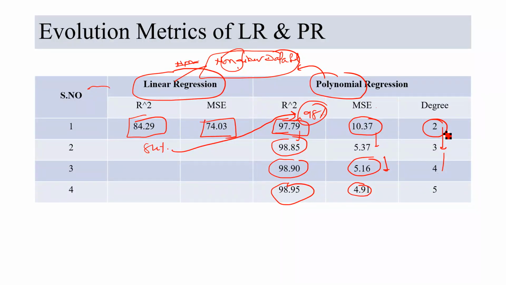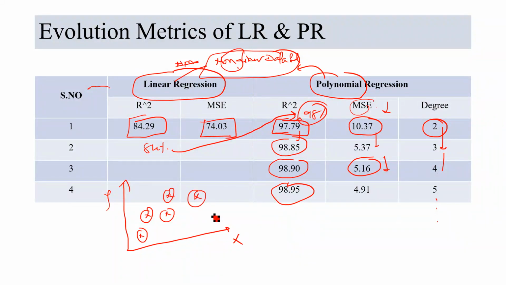So whenever you increase the degree, the R square value will be increasing and the mean square error may be decreasing. So if you increase the degree, what happens? Suppose this is our X, this is Y, and these are our given data points. The data points may be scattered like this. What happens if you increase the degree? Suppose I increase the degree to 10, our model passes through almost all the data points. So whenever the degree is increasing, the model passes through all the data points.